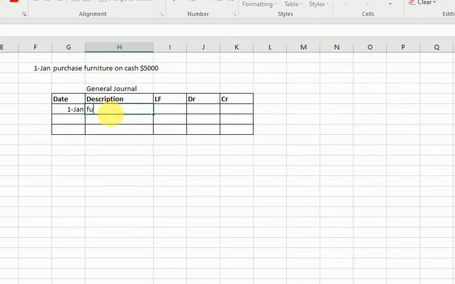Furniture account. On the debit side, I will write $5,000.